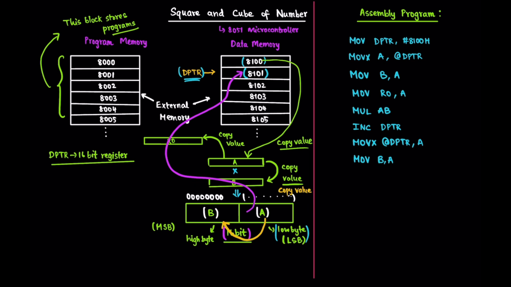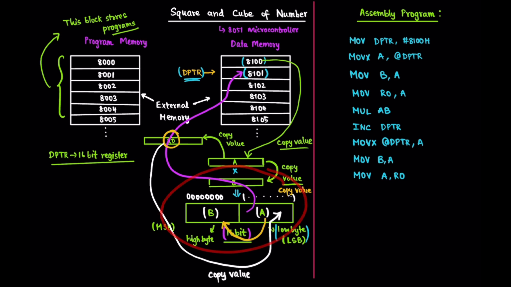Next, what I'm going to do is use this R0 register, and I'm going to copy whatever is stored at R0 into A. This is the reason why we have defined another R0. So I'm going to write MOV A, R0. I have copied whatever is at R0 into A.